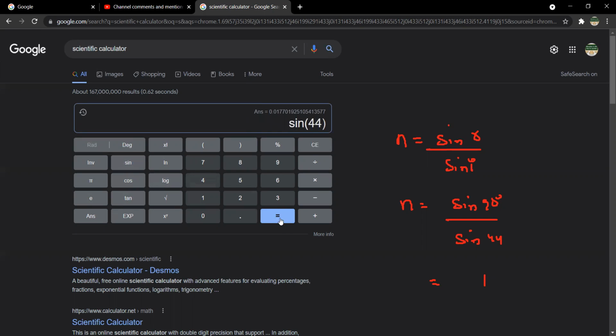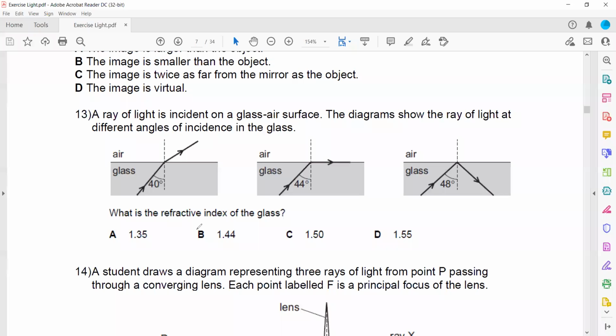So it is sine 44, 0.69 or 0.7 you can also say. Then it is 1 divided by this answer. So 1 divided by the answer, I'll get 1.43 when I solve. 1.439, or it will be 1.44. That is why the option of 1.44 was the right one.